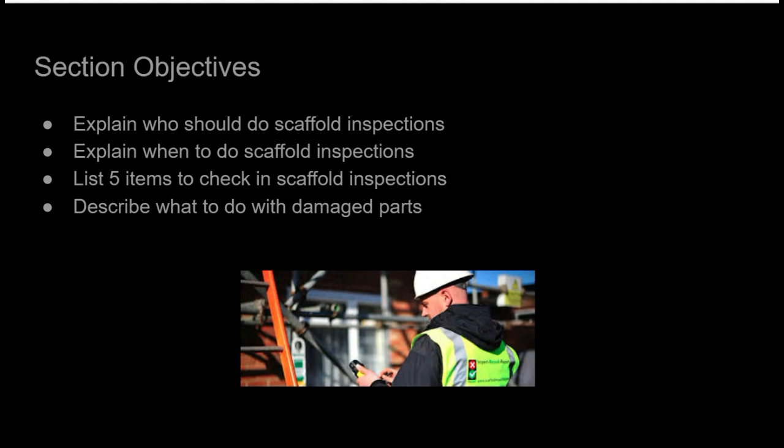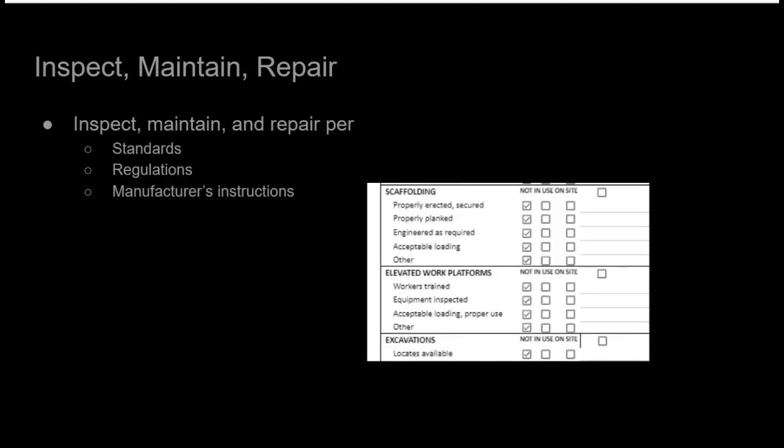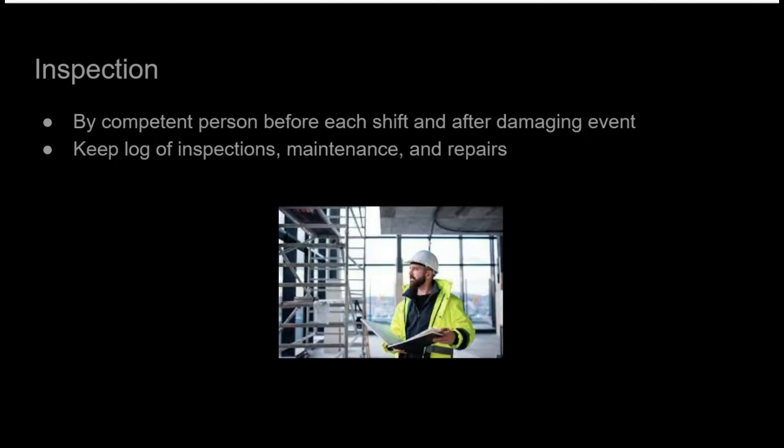By the end of this section, you will be able to explain who should do scaffold inspections and when to do the inspections. You will also be able to list at least 5 items to check during a scaffold inspection and describe what to do with damaged parts. Inspection, maintenance, and repairs must be done according to standards, regulations, and manufacturer's instructions.